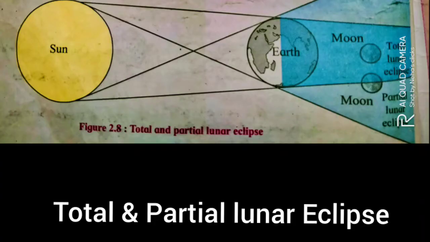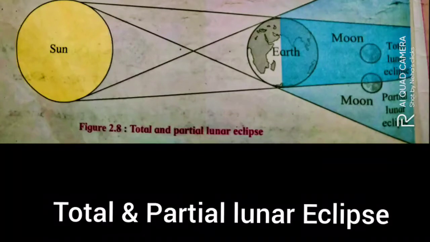So we will study characteristics of lunar eclipse. Lunar eclipse occurs on full moon day but not on every full moon day. Lunar eclipse occurs when the sun, the earth and the moon are in the same plane and in a straight line. The maximum duration of lunar eclipse is 107 minutes.